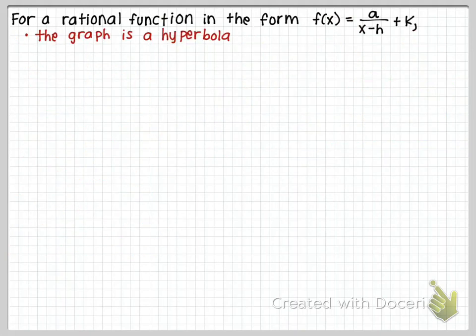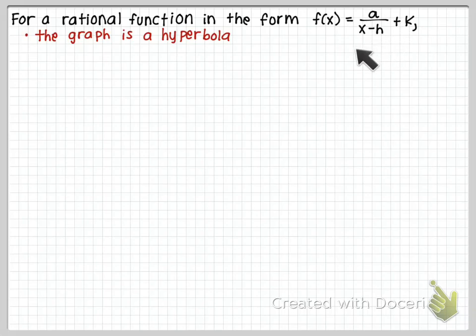So for a rational function in the form of f of x equals a over x minus h plus k, first of all, the graph is a hyperbola. You're going to see what a hyperbola looks like in a minute, but just know when it's in this form, that means the graph is a hyperbola.